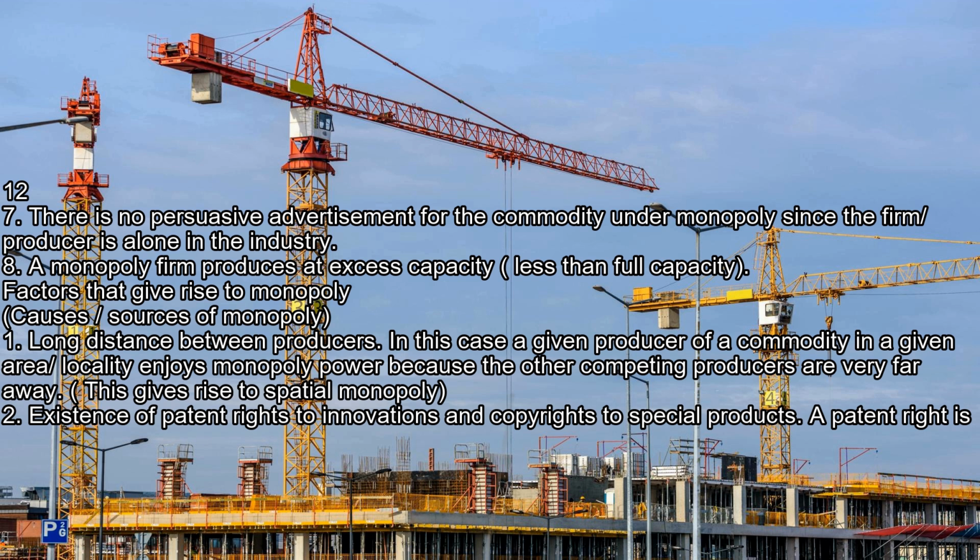7. There is no persuasive advertisement for the commodity under monopoly since the firm/producer is alone in the industry. 8. The monopoly firm produces at excess capacity, less than full capacity. Factors that give rise to monopoly, causes/sources of monopoly. 1. Long distance between producers. In this case, a given producer of a commodity in a given area/locality enjoys monopoly power because the other competing producers are very far away. This gives rise to spatial monopoly.